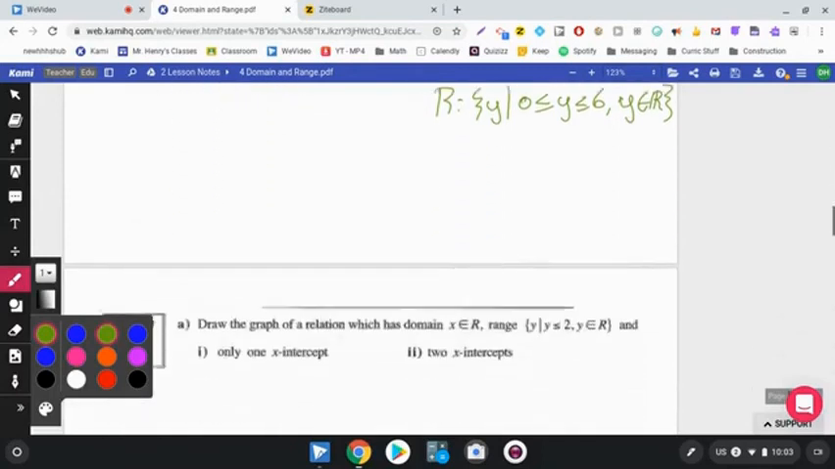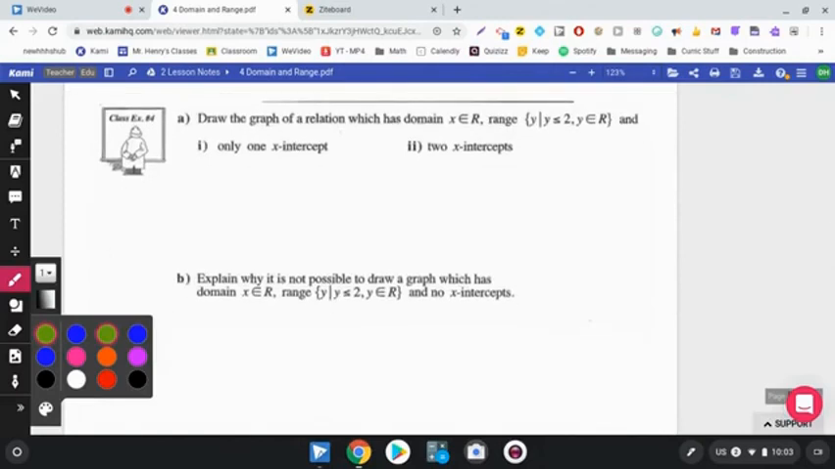Okay, let's move on. This is at the bottom of that page, I think. It says, draw the graph of a relation which has domain x is an element of the real, and the range is y is less than or equal to 2. So this is just kind of thinking about domain and range and seeing if we can be creative. So my function has to have a domain of x an element of the real, so it's going left and right the whole way, but it has to be less than or equal to 2 in terms of range. So, all right, here's a little graph.